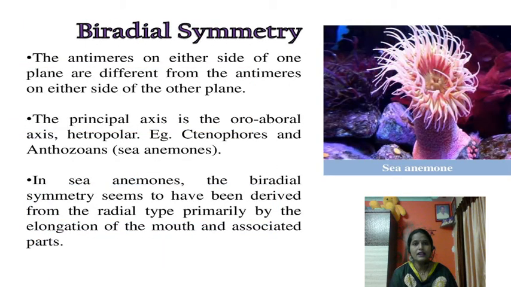In the enteromeres, on either side of one plane are different from the antimeres on either side of the other plane. For example, in sea anemone, the two sides of the body are very much different. The principal axis is the oral-aboral axis, that is heteropolar. For example, ctenophores and anthozoans, sea anemone. In the sea anemone, the biradial symmetry seems to have been derived from the radial type primarily by the elongation of the mouth and associated parts.